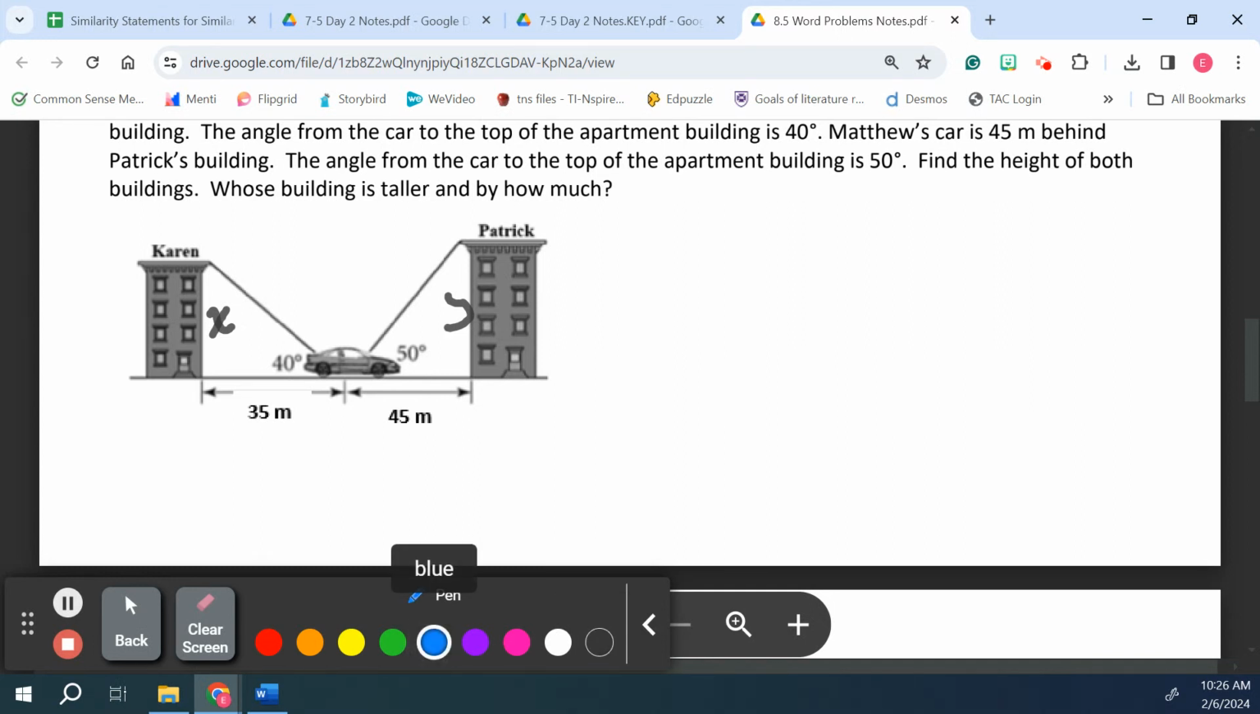They give us the degree measure, so let's first look at Karen's building. Karen and Patrick probably don't get along. But here's our 40 degrees. We have an opposite and we have an adjacent. What's that going to be? Sine, cosine, or tangent?